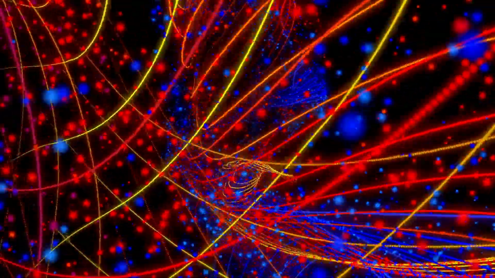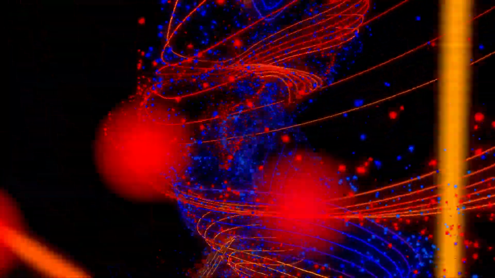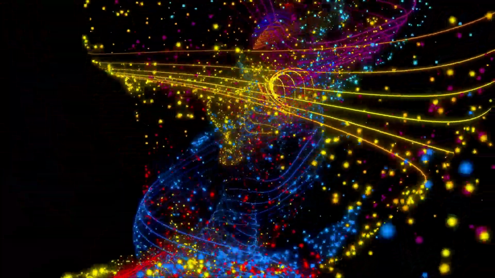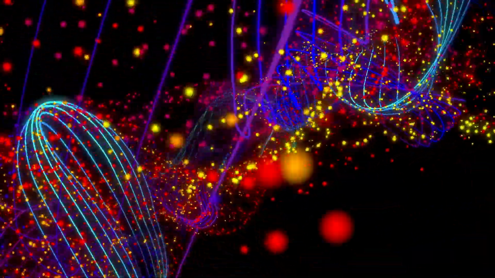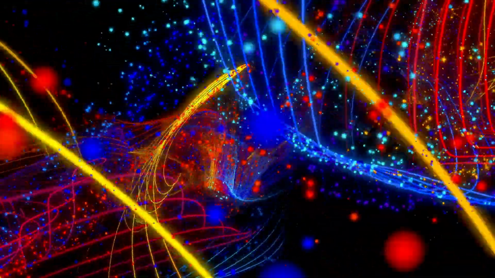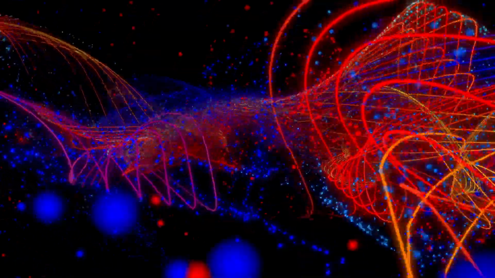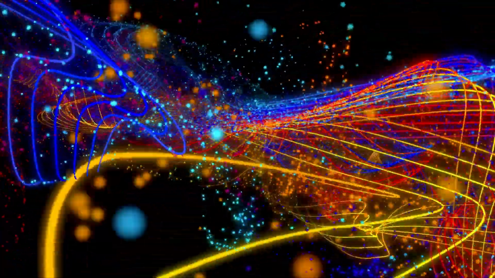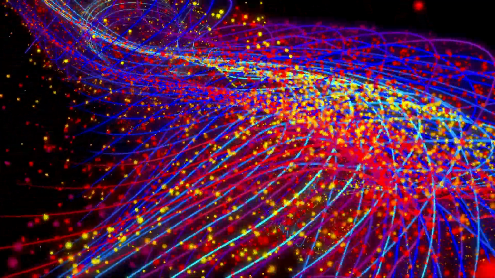Picture spinning a coin. While it's up in the air, spinning like crazy, is it heads or tails? You could say it's kind of both, right? A blur of possibilities. It's only when the coin lands, when it stops moving, that it picks a side, either heads or tails. A qubit in superposition is a lot like that spinning coin. It holds the potential to be a 0 and the potential to be a 1 all at once.